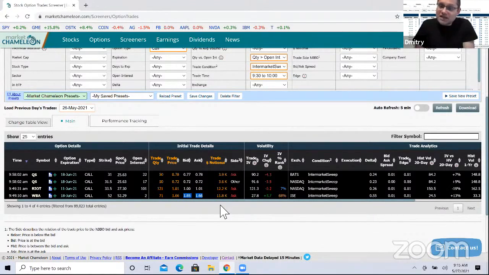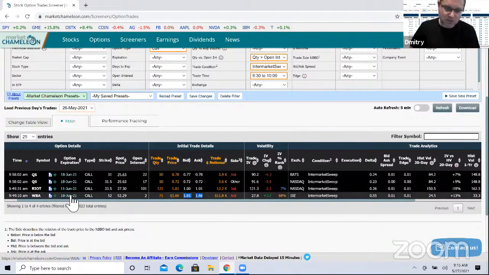Sometimes you want to wait to see confirmation that it's moving in the direction you expected. Now, you could form a different thesis behind it as well. You could say, okay, this is interesting, but what else is going on in WBA? Do they have any events coming up? Do I think the stock is undervalued? Maybe technical analysis. So you still want to go further and research it, right? But let's just say this is all that interests us for now.